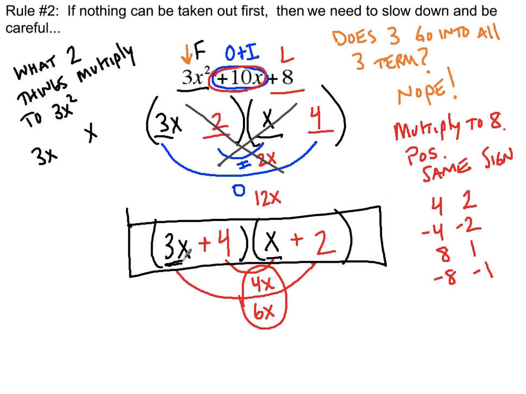So the first two, 3x times x, made 3x squared. The last two, 4 times 2, made the 8. And then the outsides and the insides together, the 6x and the 4x, made the middle term, the 10x.